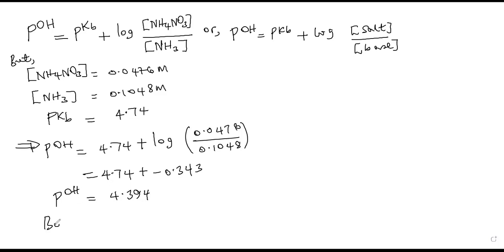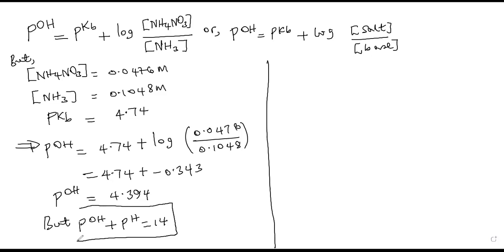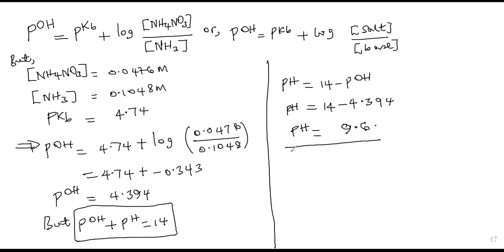But the question is pH. But we know that pOH plus pH is equals to 14 from our pH scale. So if pOH plus pH is equals to 14, this is derived, and we shall cover most of these things, so don't you worry. But let's apply it for now. pOH plus pH is equals to 14, implying that our pH is equals to 14 minus pOH. So this would be 14 minus 4.394. So our pH will be 9.6, as simple as that. So that is how the question would be done.